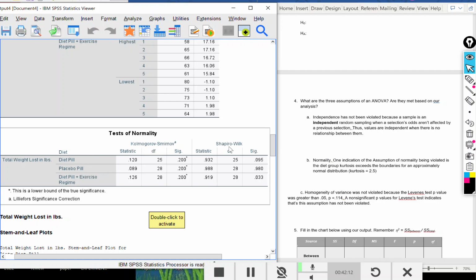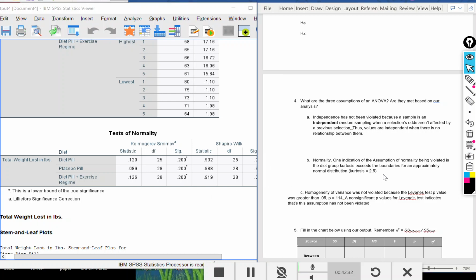And we're looking at K-S and W. So in particular, we'll look at Shapiro-Wilk. And what we see here is diet pill. It is a non-significant p-value, and then we see placebo pill, non-significant p-value. But what about diet pill and exercise? This is a significant p-value. So this is a major violation.